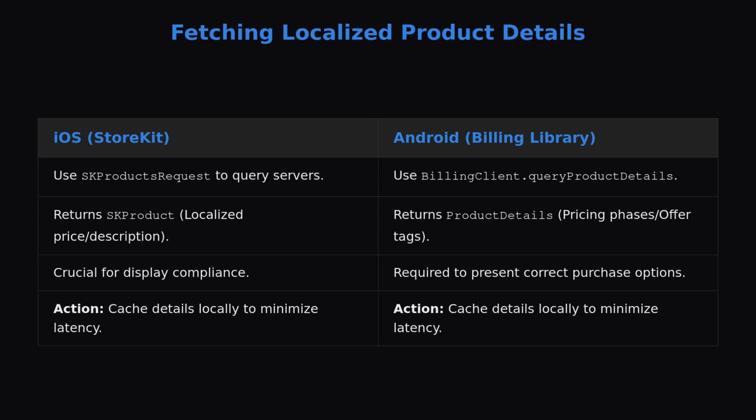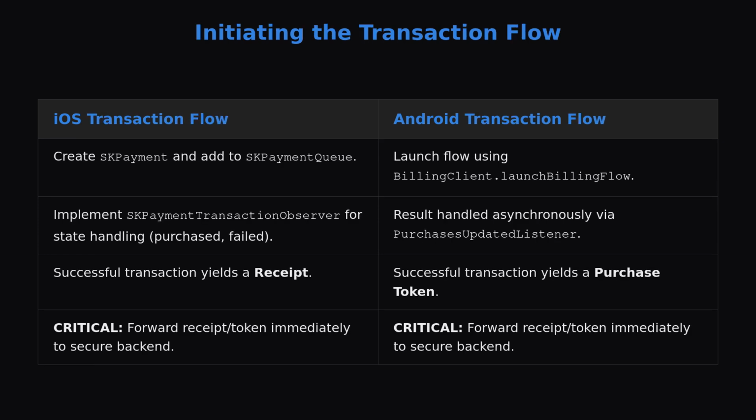These objects are complex, containing pricing phases and offer tags required to accurately present the correct purchase options to the user. Always cache these retrieved product details locally to minimize network latency and guarantee availability, even if the device experiences temporary network disconnection. To initiate a purchase on iOS, instantiate an SKPayment object using the fetched product details and immediately add it to the SKPaymentQueue using SKPaymentQueue.default().add(payment).